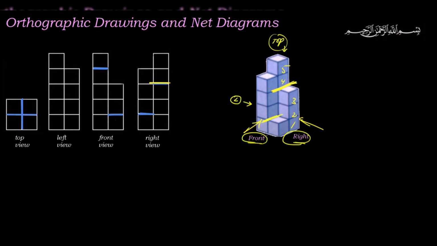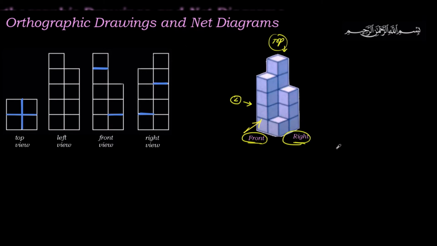And then there's a break in the surface here. And here you only have 4 boxes. So you have 1, 2, 3, 4 boxes. And the break is after the first box over there. So that's how these orthographic drawings represent.